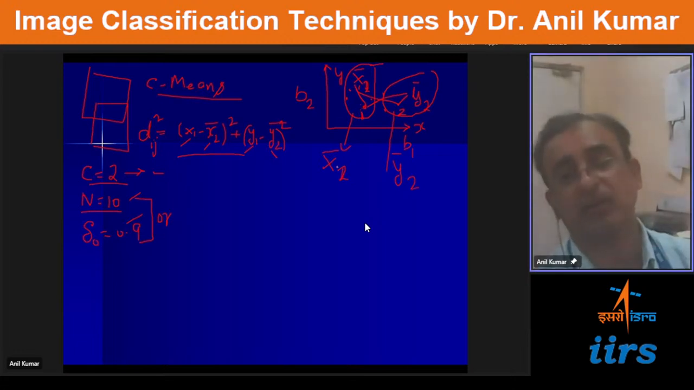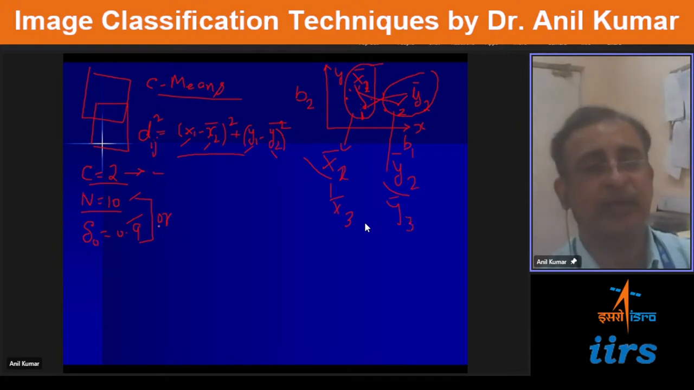Assumed, and that may not be correct. So after the first iteration, we got the new mean. Using this new mean, again we can divide all data into cluster 1 or cluster 2. Once it is done, again we can find the new mean, X bar 3 and Y bar 3. Like that, we can proceed, and like this, we can go on.